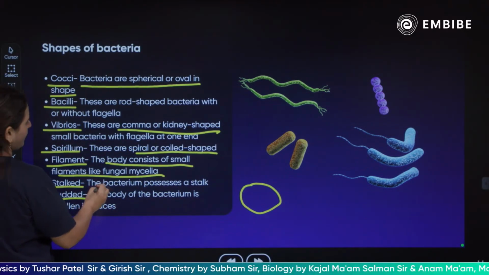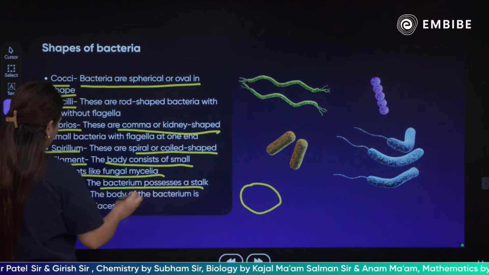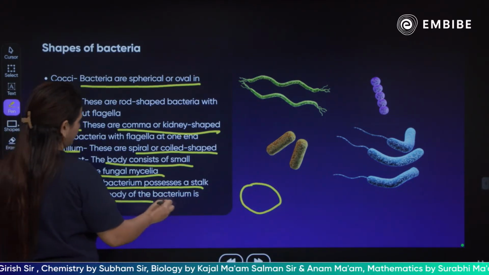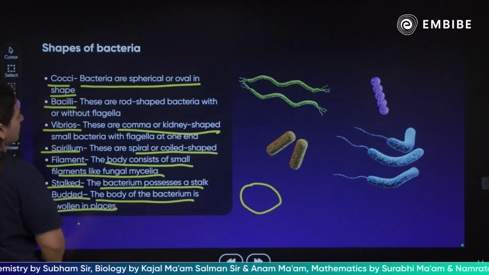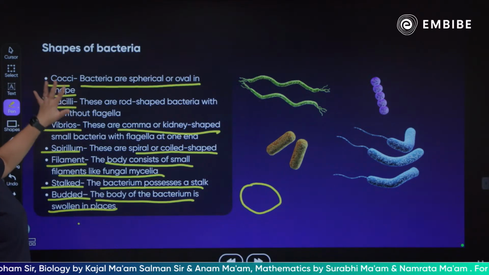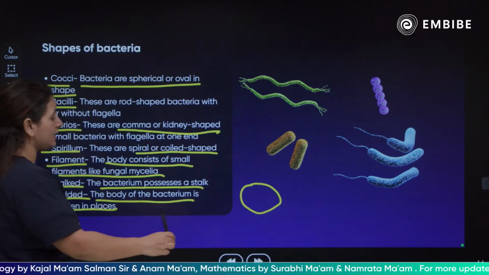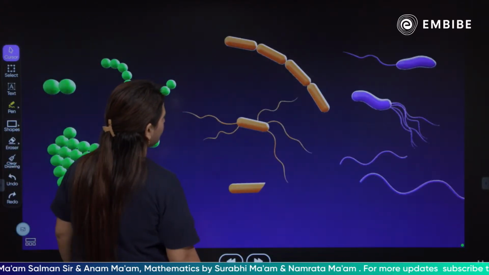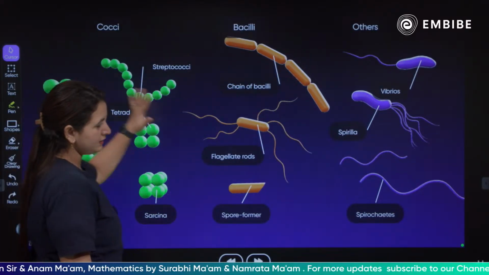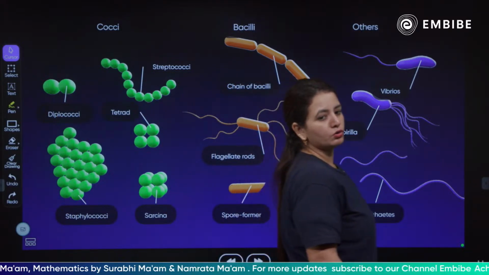Next, they are stalked. The bacterium possesses a stalk. Then they are budded. The body of the bacterium is swollen at places. So, these are the few shapes of bacteria existing. Let's see. I'll come to this slide again, but I can let you show this. This is what I wanted to show.